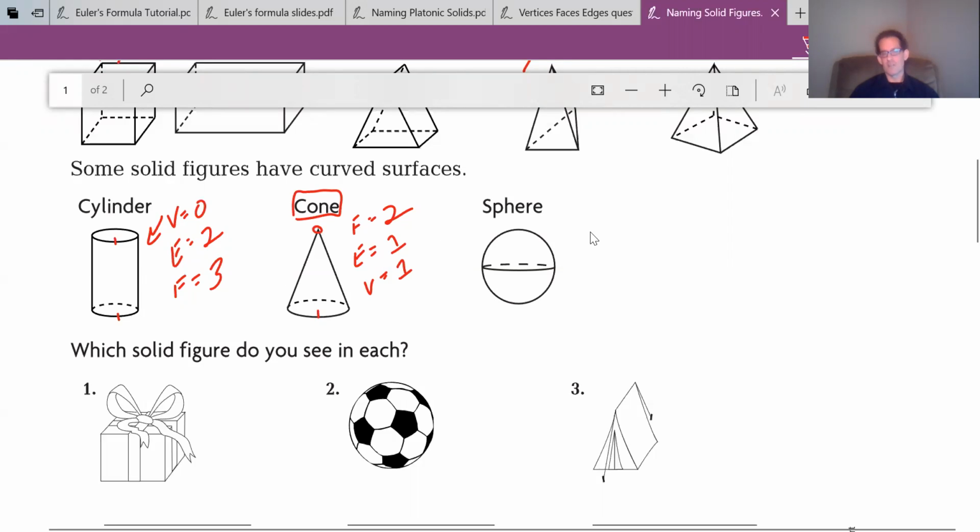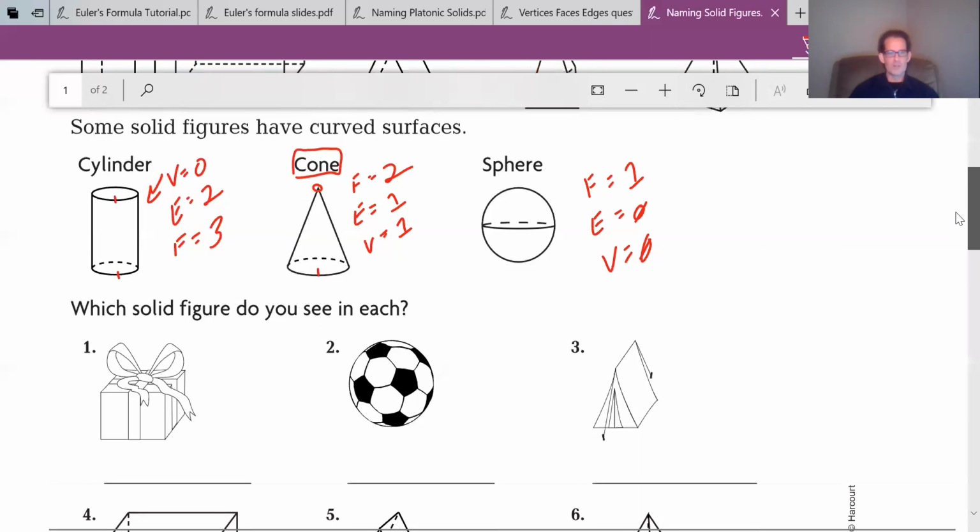A sphere is kind of a trick question. A sphere has 1 face, it's a lateral face, it's curved, but you don't have any edges. So edges would be 0, vertices would be 0, for a sphere.